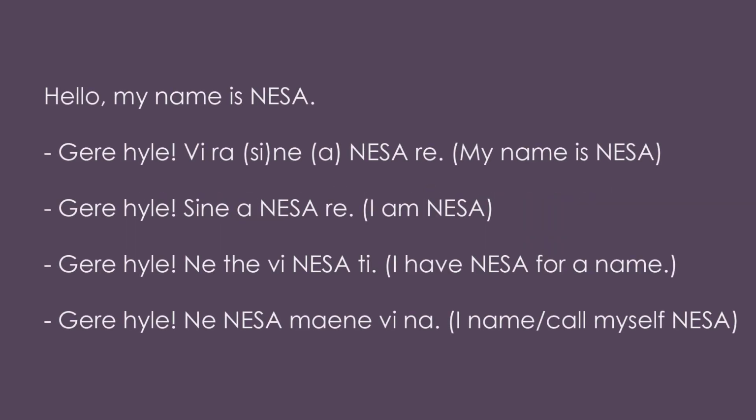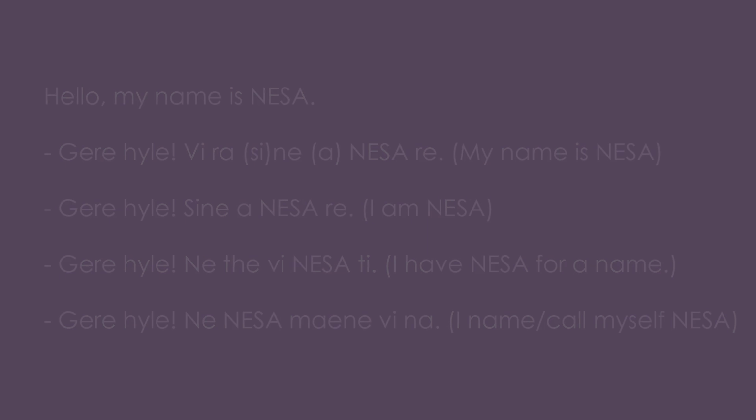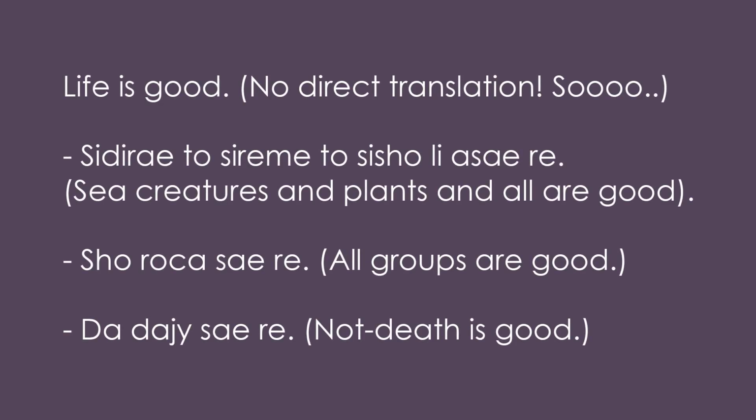Hello. My name is Nessa. Gere hail, virasine a Nessare. Or, gere hail, sina a Nessare. That is, literally, I am Nessa. You could also say, gere hail, nethe vi Nessati, which is, I have Nessa for a name. Or, gere hail, ne Nessa mene vina. I call myself Nessa.